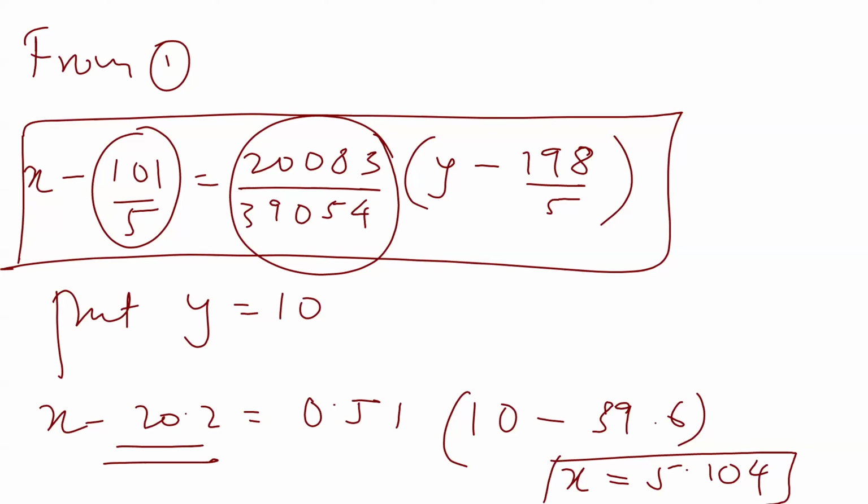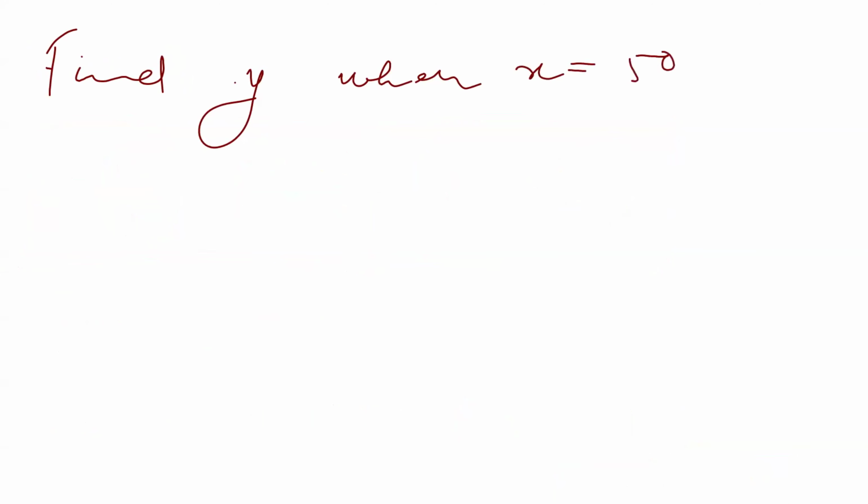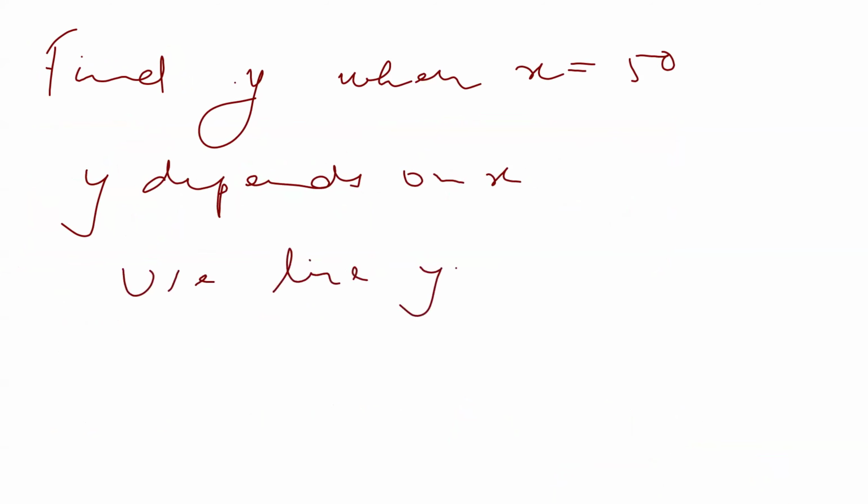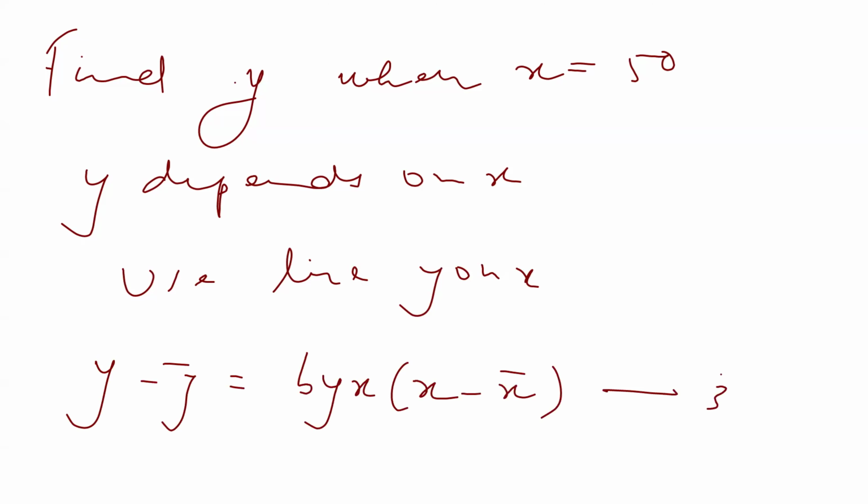And in the same problem, I'll give you one more thing to verify on your own. So find y when x is equal to, let's say, 50. Okay, so here y depends on x. Use line y on x, y minus y bar equals byx times x minus x bar, equation number 3. Okay, now x bar y bar we have already calculated in the first part of the problem. Byx is equal to bvu.